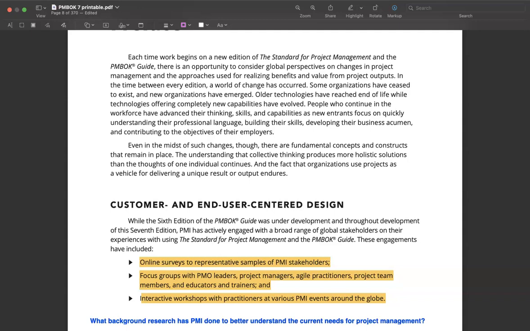And in addition to that, I also want to take you through some sections from the PMBOK 7th edition, just to give you an understanding of what the layout is going to look like.